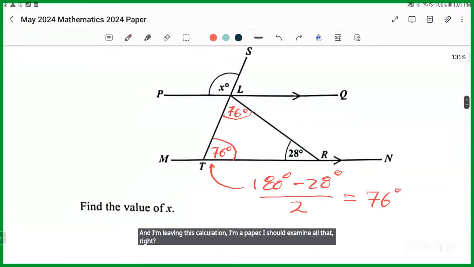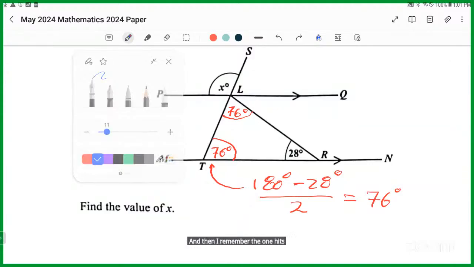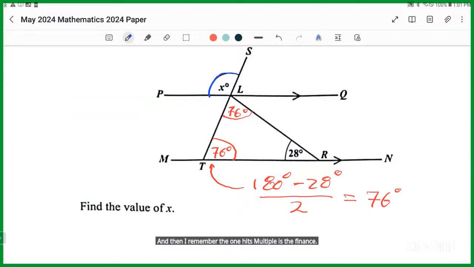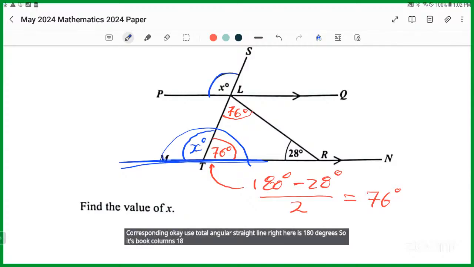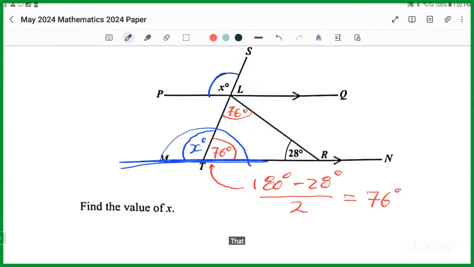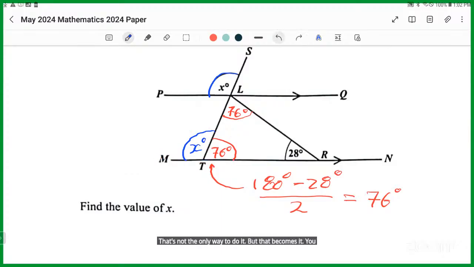And then now remember the x, right? Multiple ways to find x. So we know that this angle is x. So this angle is also x, isn't it? Corresponding. Okay, use angles on a straight line, right here is 180 degrees. So the x becomes 180 minus 76. Somebody can say that. That's not the only way to do it, but that becomes it. We could also do this as well. Watch, this is another way we could do it.